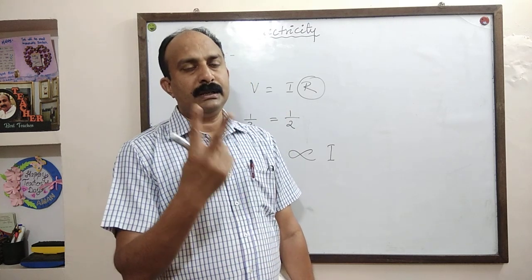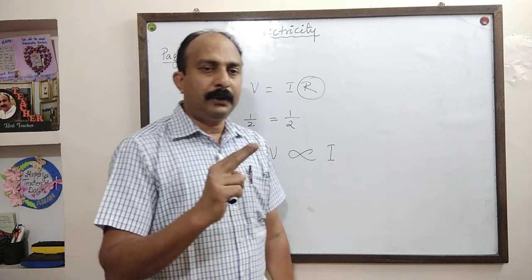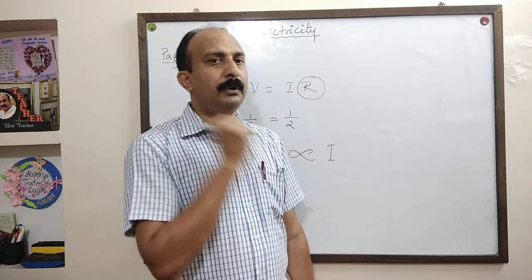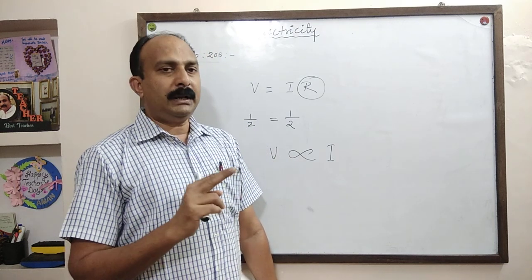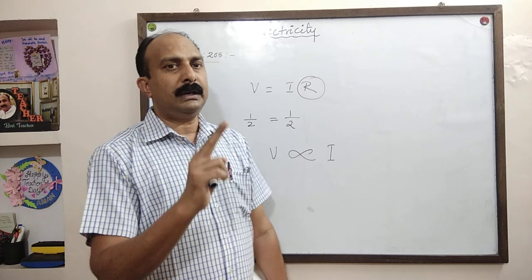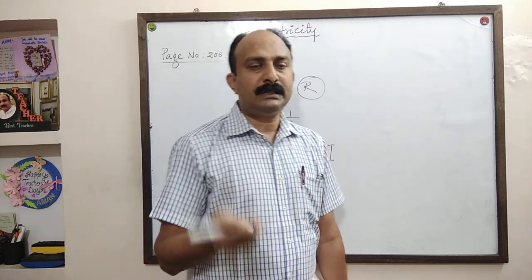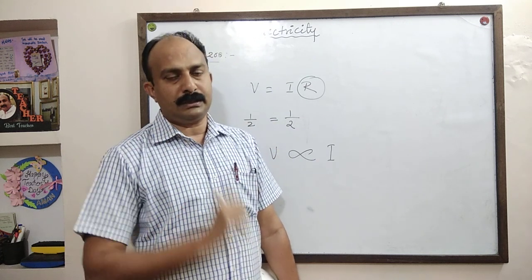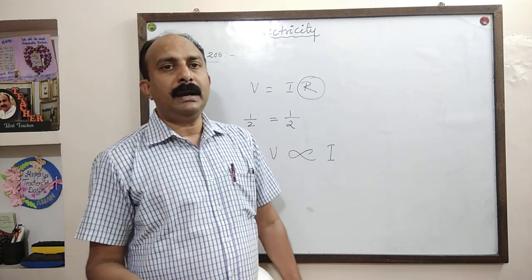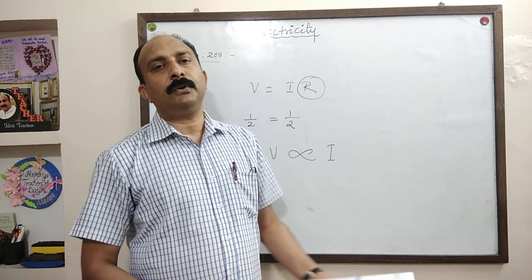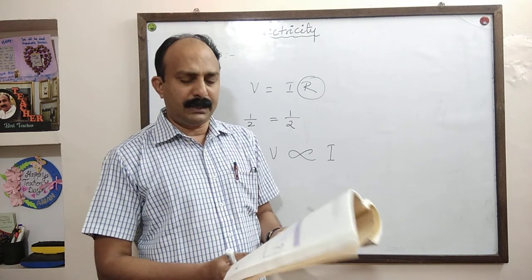So 2 points. Number 1, alloys have higher resistance value, so they will produce more heat compared to pure metal. Number 2, metals normally react with atmospheric oxygen and get oxidized. Getting oxidized means there is a possibility of destroying them at a faster rate. But alloys have comparatively less affinity for oxygen, so they do not get oxidized and do not get damaged.